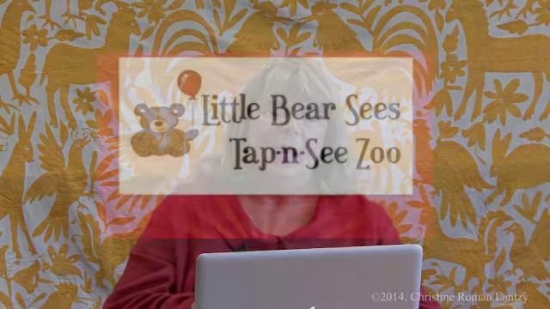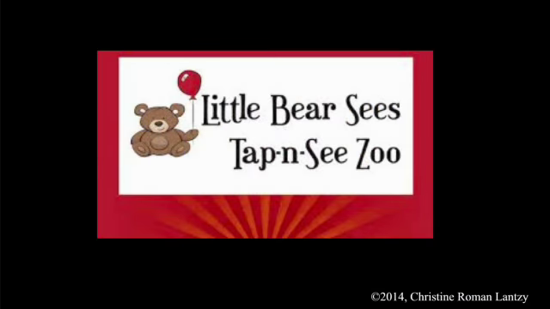Another phase 2 example of something that could be useful, especially in early phase 2, is interfaces with tablet devices such as an iPad. This is a slide that shows Little Bear Sees Tap and See Zoo. And I bet a lot of people are familiar with this. This was developed by the Talents who wrote the book Little Bear Sees.